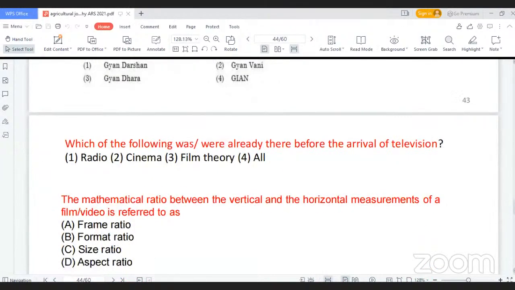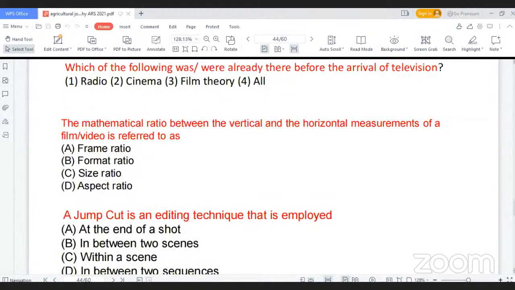Which of the following were already there before the arrival of television? Radio, cinema, film. All are there. Before television, radios were there, cinemas were there, films were there. The mathematical ratio between the vertical and horizontal measurements of a film or video is known as the aspect ratio. As I told you, for film and video, 4:3.